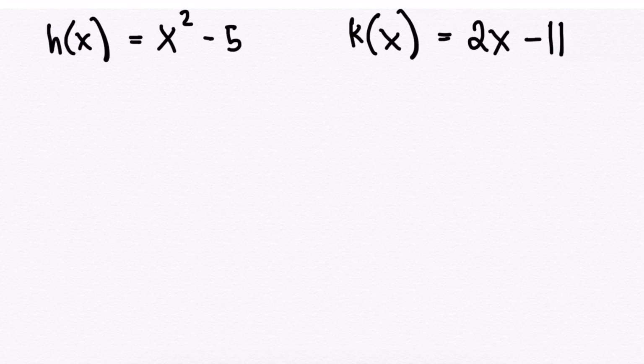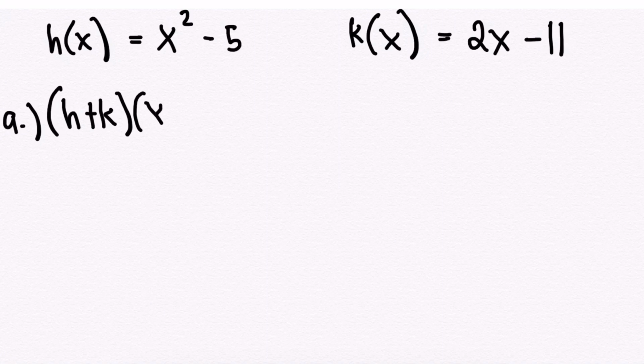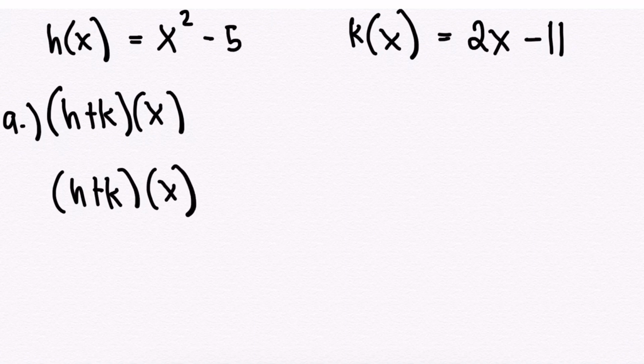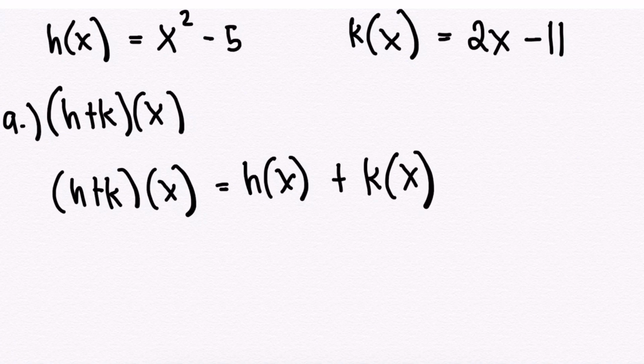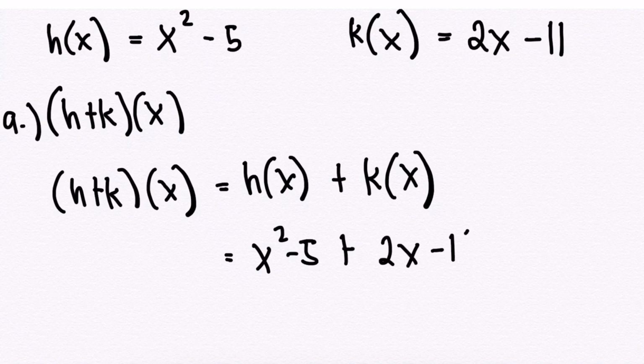Say for example, you are asked to find letter A, h plus k of x. What does this mean? This means that you will be adding the value of h of x and k of x. H plus k of x is the same as h of x plus k of x. Get the value of h of x, which is x squared minus 5, plus the value of k of x, which is 2x minus 11.